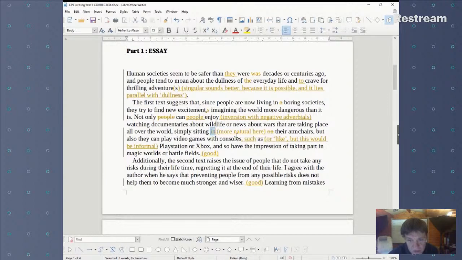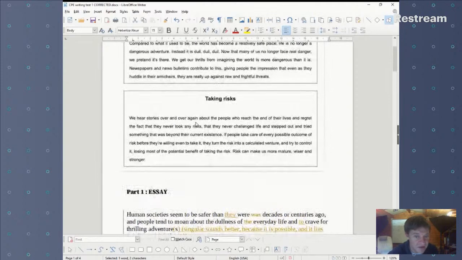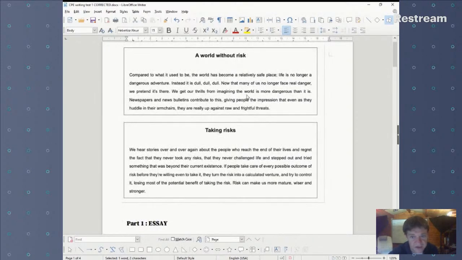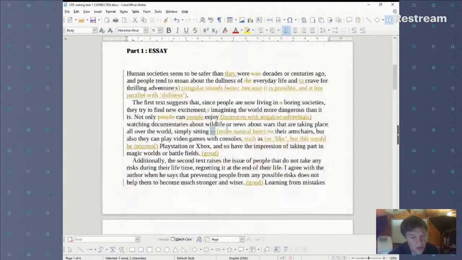Now, this is more natural. If they're sitting on their armchairs, I think of sitting on the arm of the armchair, because that's on. In is between the arms. It's right in the armchair. And you can see that this is the case because it was actually an expression from the original we had here, giving people the impression that even as they huddle in their armchairs. So do keep an eye out for things like that. If you're not sure of the preposition, it might be in the question.